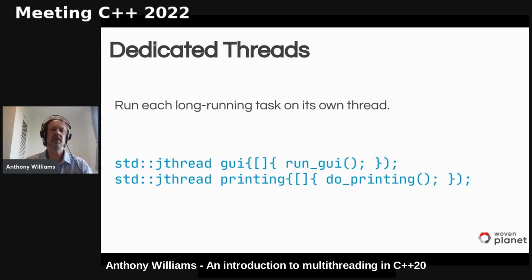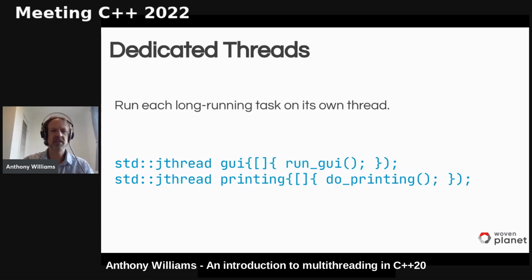So you might then run long-running tasks on their own thread rather than putting them on a thread pool, so that the operating system is aware that this is a dedicated thread for this task. You might have a thread that's running the GUI, or a thread that's doing printing in the background, for example.